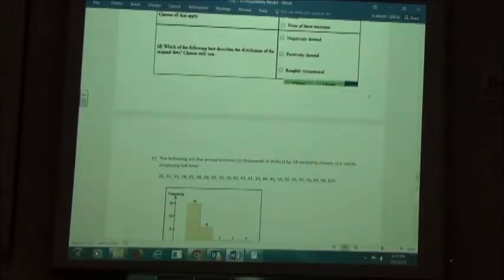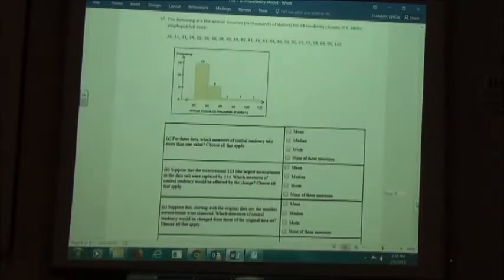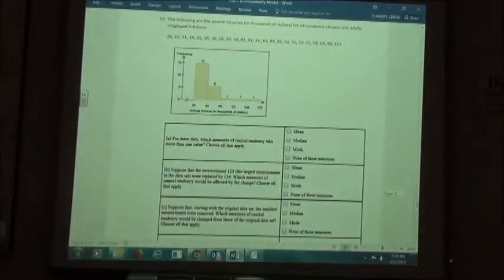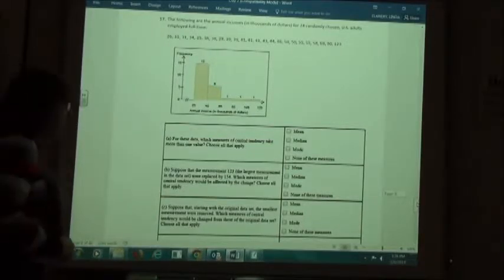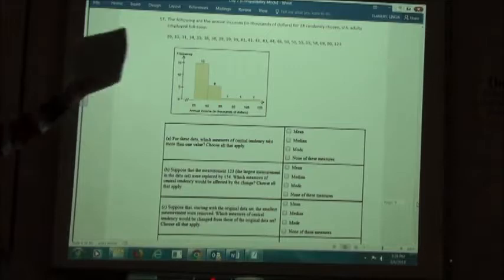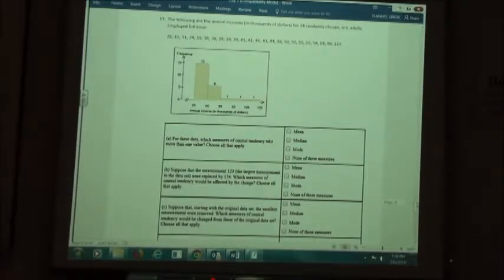All right. Let's look at number 17 there. It says, for these data, which measures of central tendency take more than one value? Are you going to have more than one mean? No, I'm only going to find one mean. When I find the mean, I just have one number. Am I going to have more than one median? No. There's only going to be one number that's in the middle.